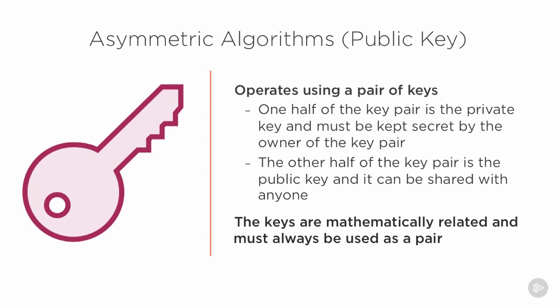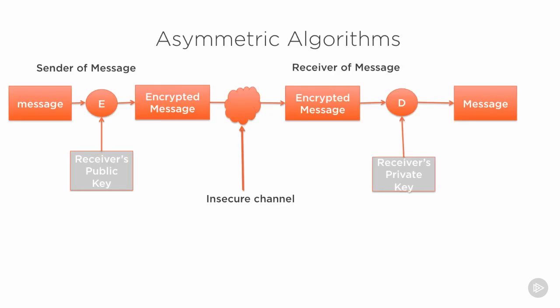These keys are mathematically related. In fact, as we see, the public key is actually then computed or calculated based on the private key. And the keys only work as a pair. If I've used one half of the key pair in the encryption operation, I would have to use the other half of that same key pair in the decryption operation. Let's look at how this could work.